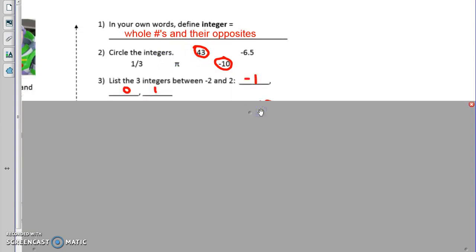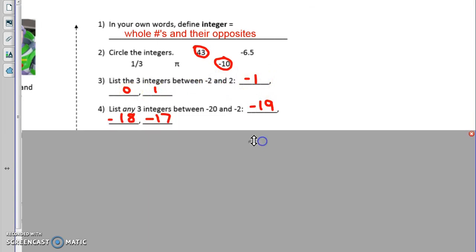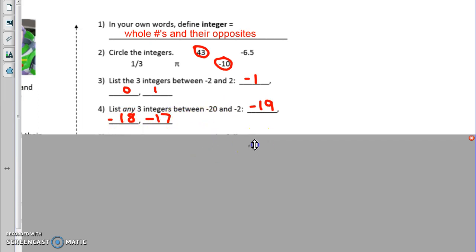3 integers that are between negative 2 and 2 would be negative 1, 0, and 1. This next one is a little trickier because there are actually a lot of integers between negative 20 and negative 2. As long as they exist on that number line between negative 20 and negative 2, you're right. I just chose the 3 closest to negative 20: negative 19, negative 18, negative 17, but you could have even said negative 3, negative 4, and negative 5.